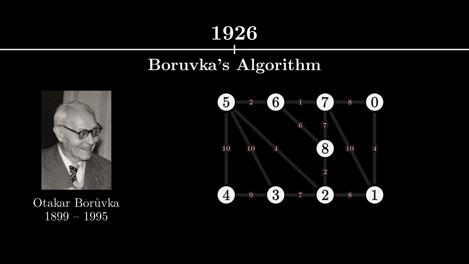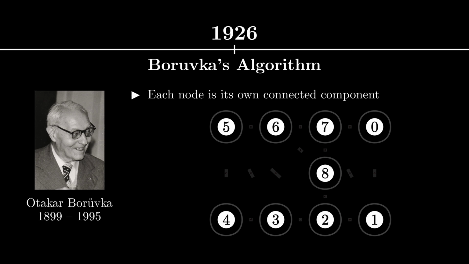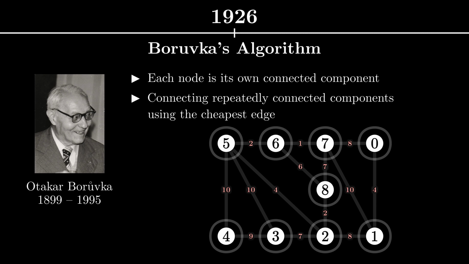To understand the algorithm, we observe first that each node is its own connected component. Then we proceed by repeatedly connecting connected components using the cheapest edge. We start with the connected component that contains only the node 0. The cheapest edge to connect this connected component to another one has a weight of 4 and will be added to the spanning tree.